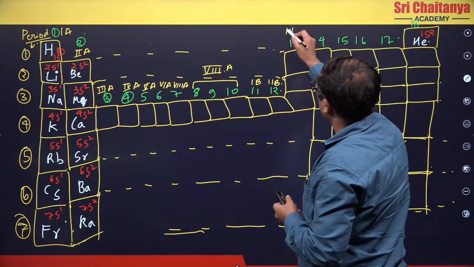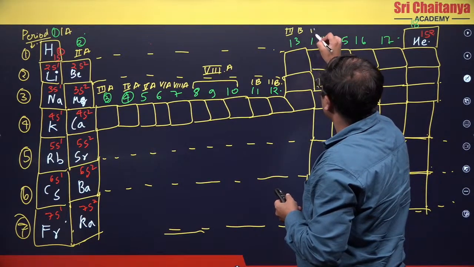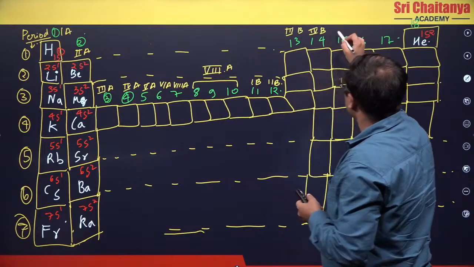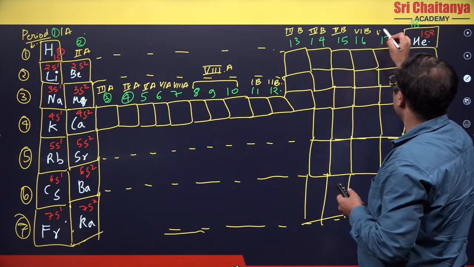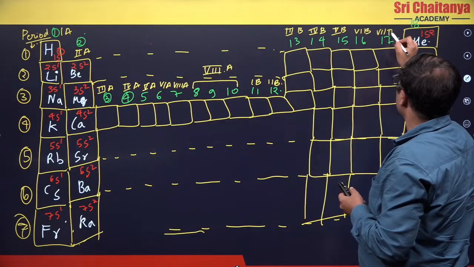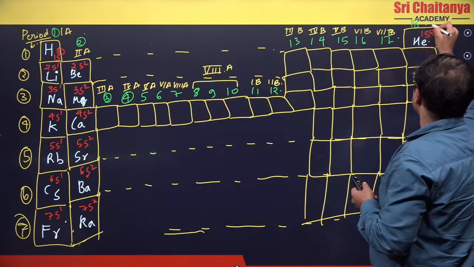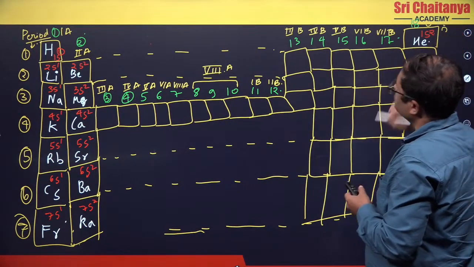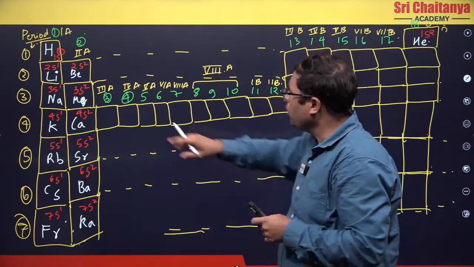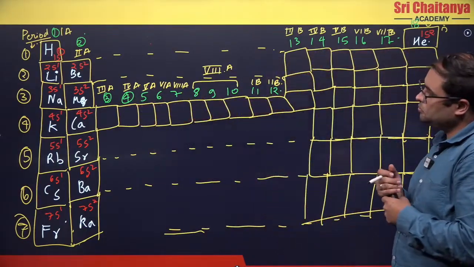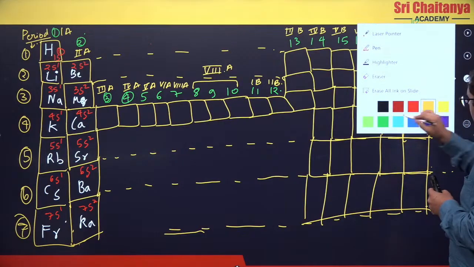Then again you will have 3B, 4B, 5B, 6B, 7B, and this is a 0 group. This is 0. So like this, the naming is done of the groups. Normally, the modern way is direct numbers. Okay. Now let us again start filling it.